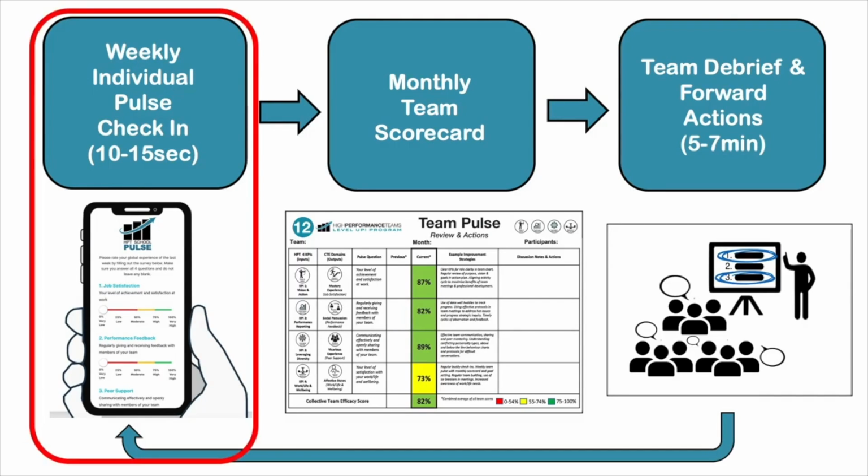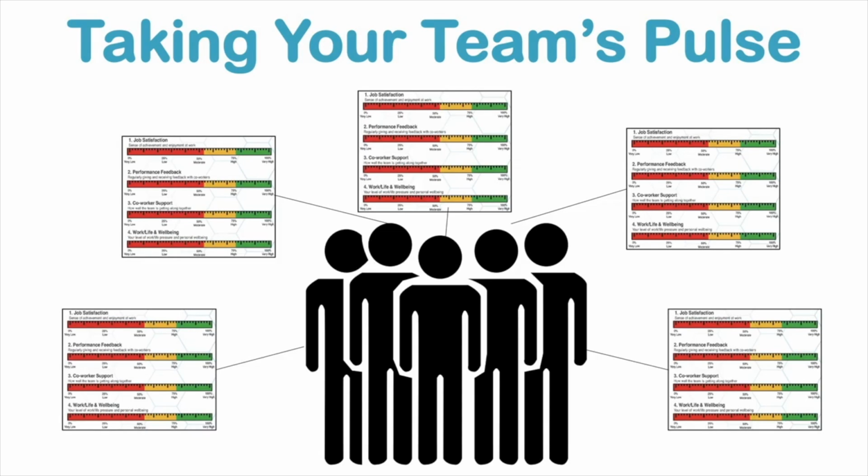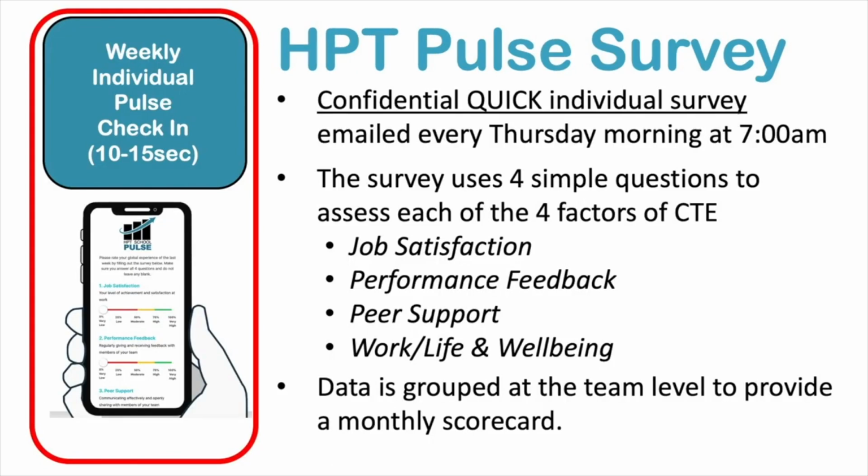If we look at the first part of that puzzle, the weekly individual pulse check-in, this is a simple email each person gets sent where they touch on or slide on 4 thermometers, asking 4 questions related to Bandura's 4 factors of CTE. It's confidential. Your individual responses are never disclosed. Only group data or the team's level of data is organized and sent back.